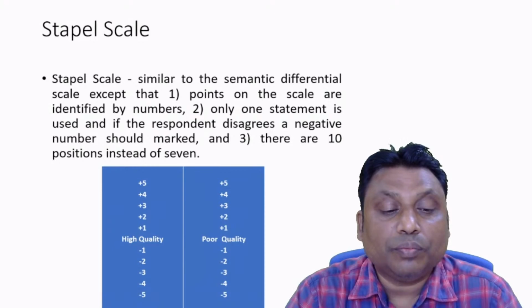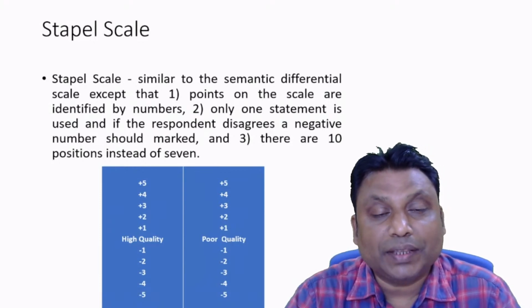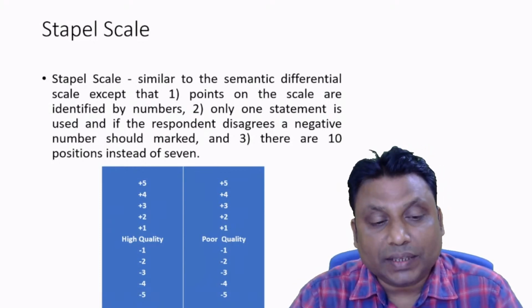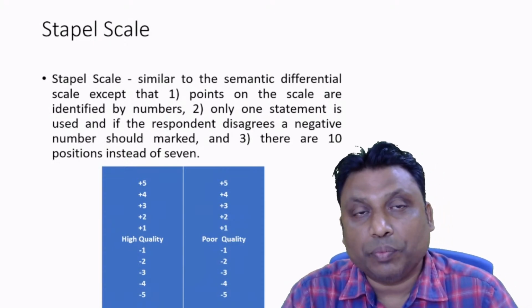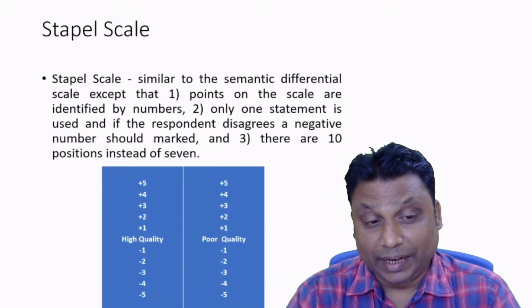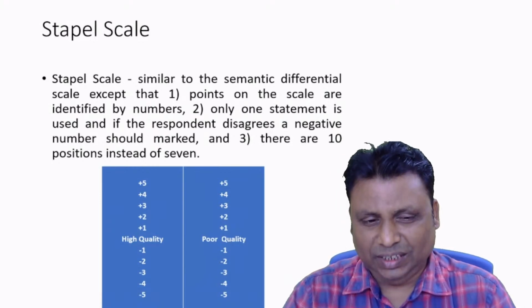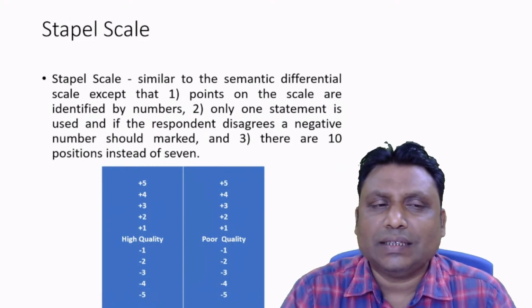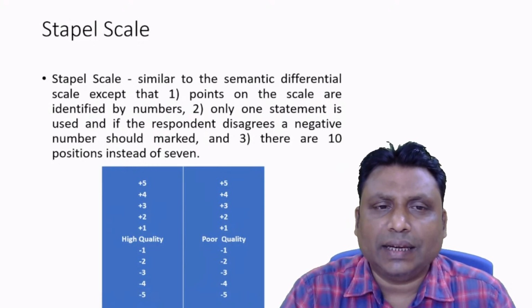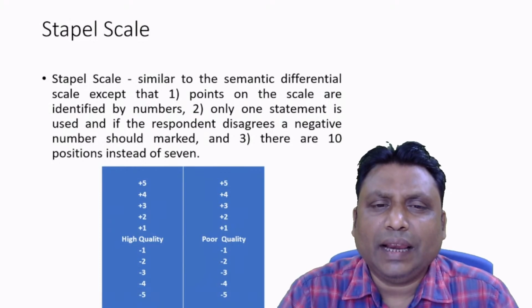If it is high quality, that is the positive part, and after that the negative part is poor quality. So you have to use these techniques from this point of view, because if you use the Stapel scale technique, the analysis can be very good.